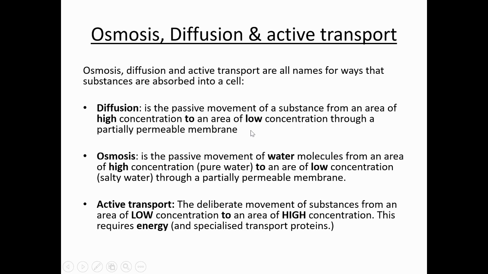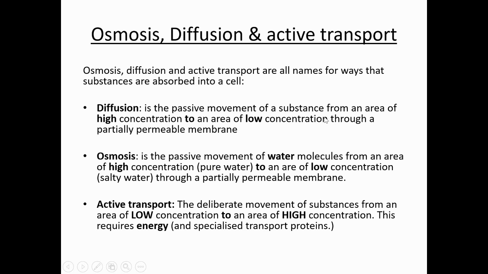Diffusion is an important process in physics. It helps explain how substances move from one area to another. And the definition for that in biology is it is the passive movement of a substance from an area of high concentration to an area of low concentration through a partially permeable membrane. Okay, let's dissect that. Passive movement means that it's not happening on purpose, or rather it's not forced to happen, it does just happen. Passively happens whether you make it happen or not.